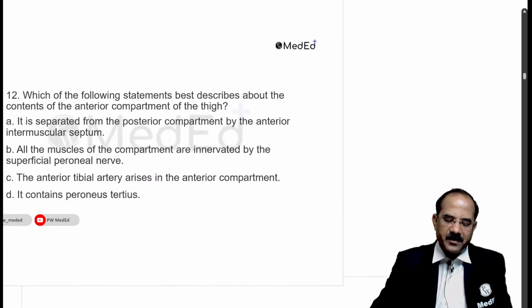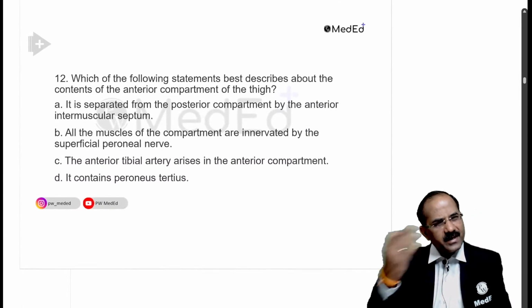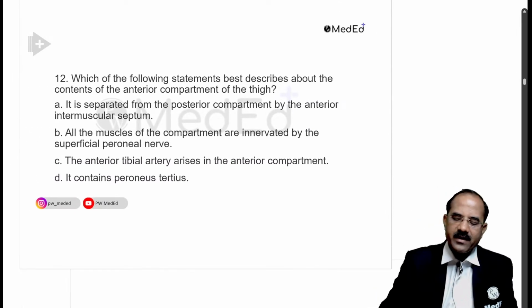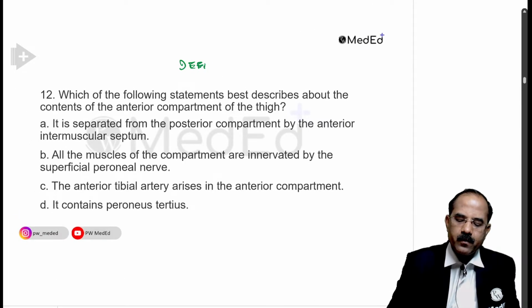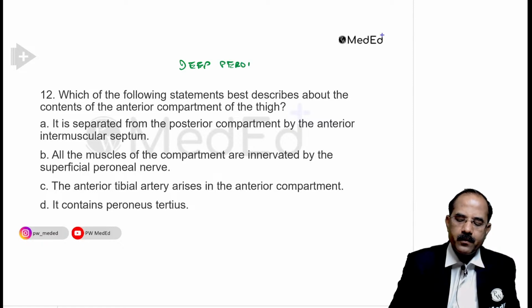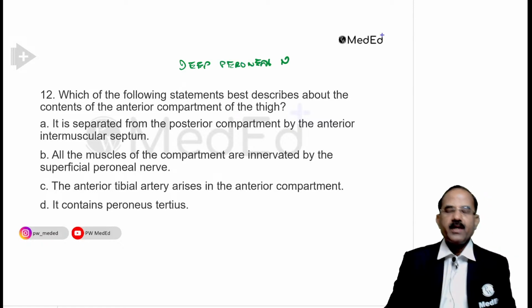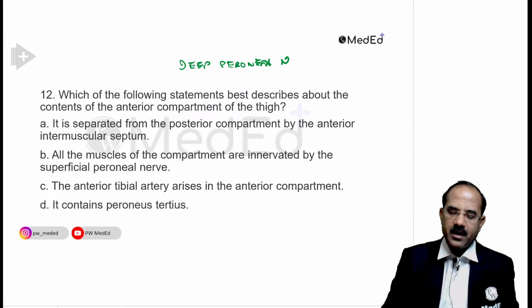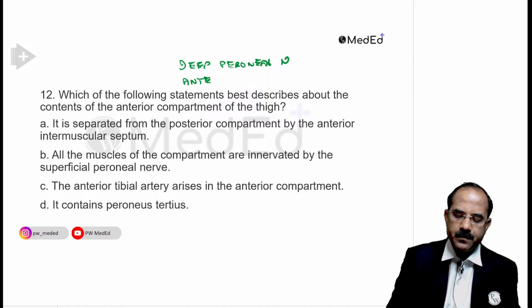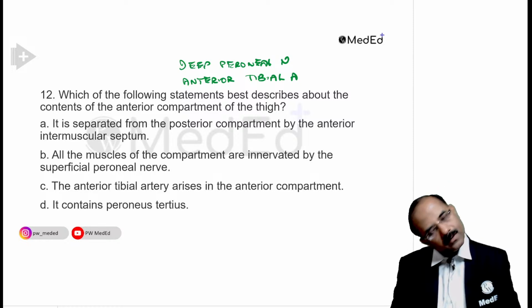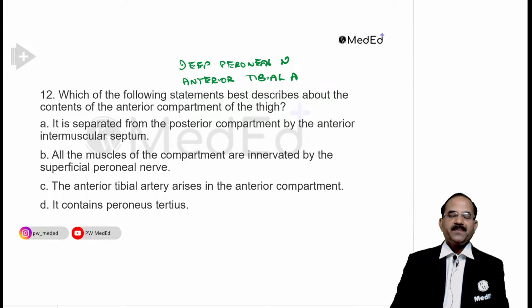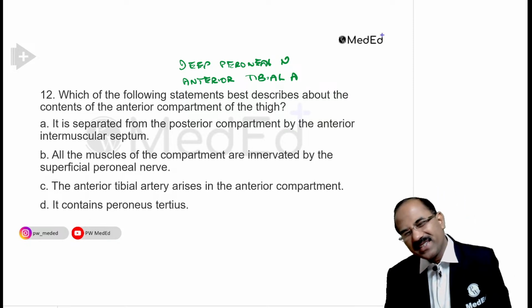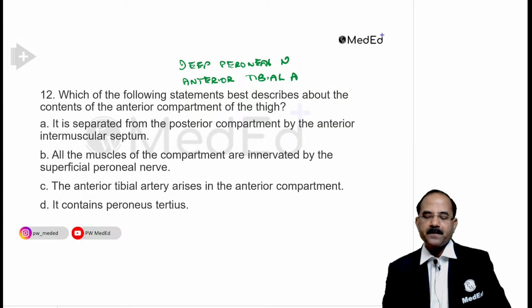Okay, fine. Which is the nerve of the anterior compartment? Can anyone say? The nerve of the anterior compartment is the deep peroneal nerve. And which is the artery of the anterior compartment? The artery is the anterior tibial artery. So the artery of the anterior compartment is the anterior tibial artery, and the nerve of the anterior compartment is the deep peroneal nerve. Okay?